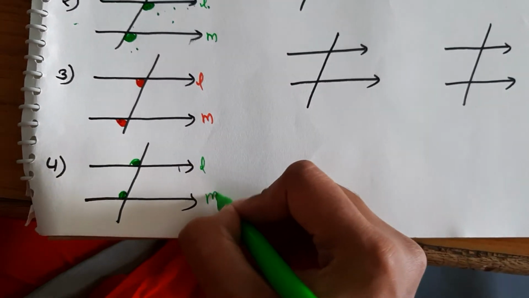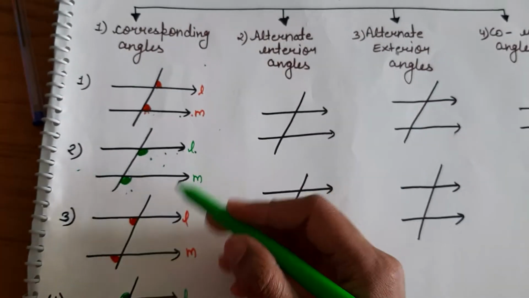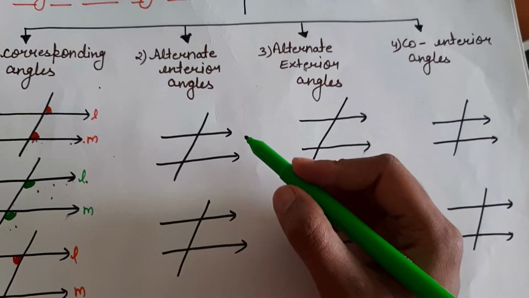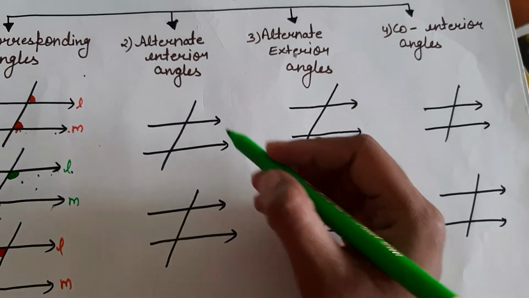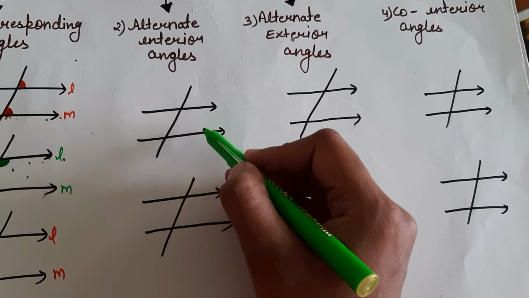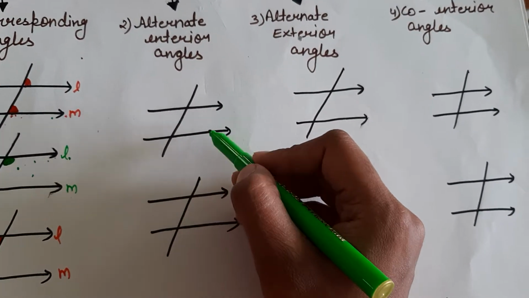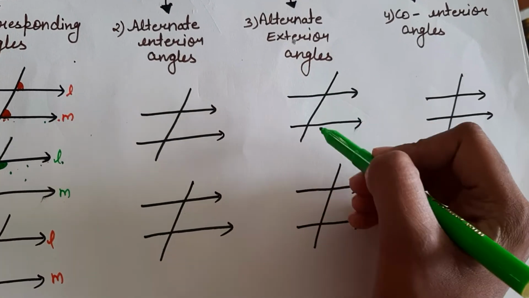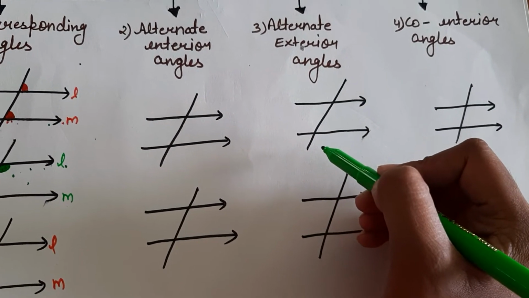So these are also corresponding angles. These are the type of your corresponding angles. Now what about the alternate interior angle? Here I am talking interior, so we have to take angles in between these two lines, that is the interior angle. If we are taking angles outside of these two lines, those are your exterior angles.